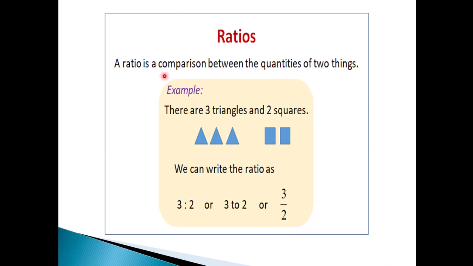A ratio is a comparison between the quantities of two things. For example, we have it here. There are three triangles and two squares, and it was represented here, three triangles and two squares. In ratio, we can write the ratio as 3 is to 2, or 3 to 2, or in fraction form, 3 over 2. And that is what ratio is all about.